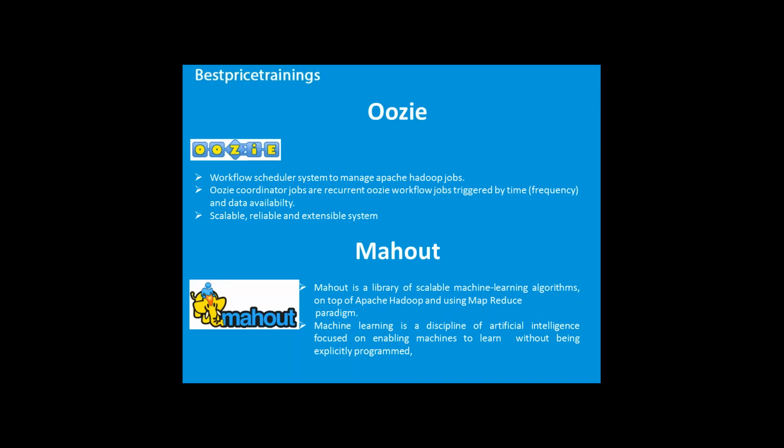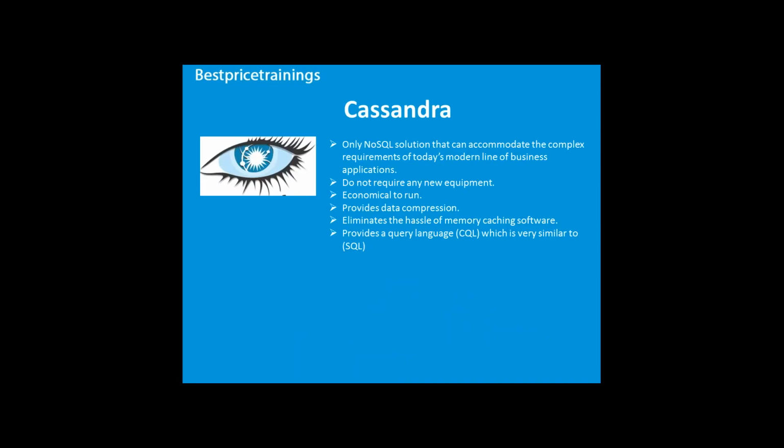Similarly, we have Mahout. Mahout is basically a machine learning library, required if you need to go for further data analytics. After that, we have Cassandra. Cassandra is again a kind of columnar database, and it is a NoSQL database itself, and we will cover it in order to understand the architecture of other versions of Hadoop as well.